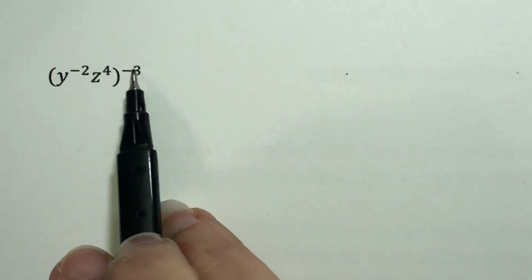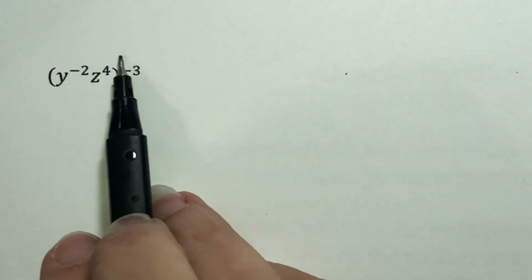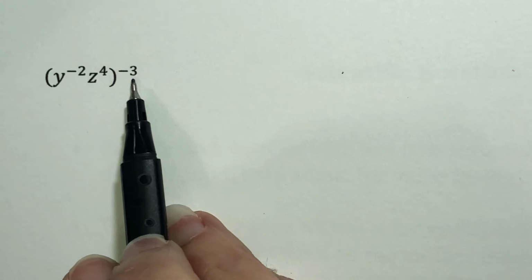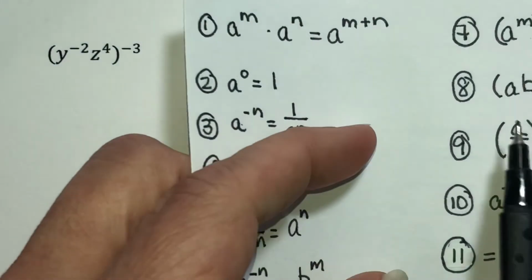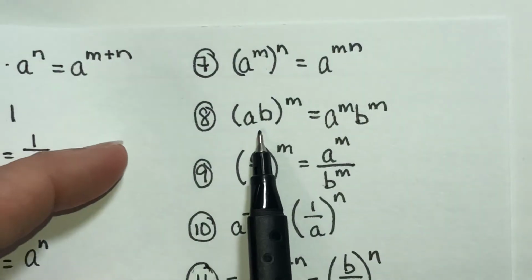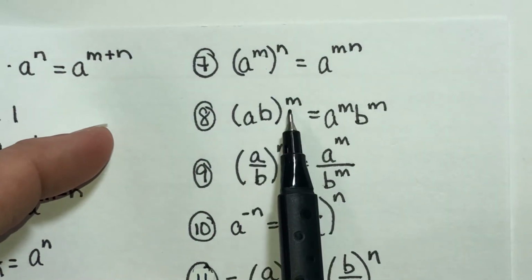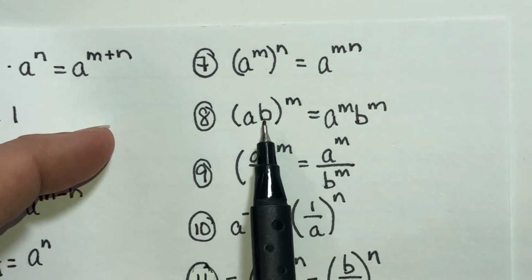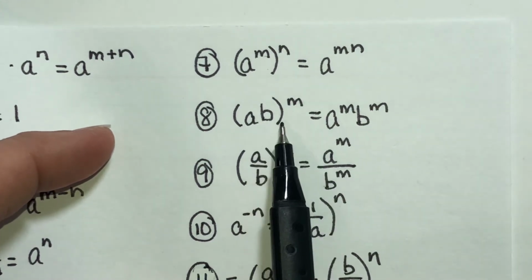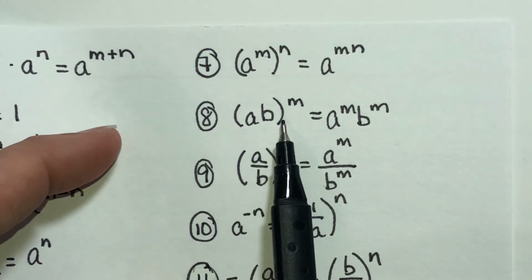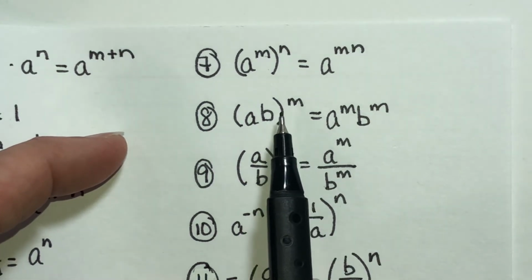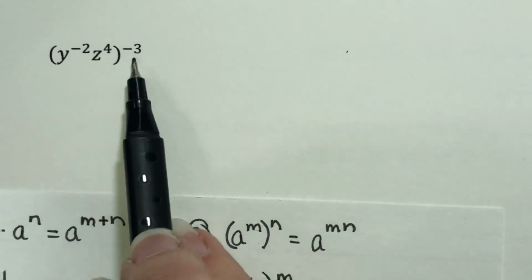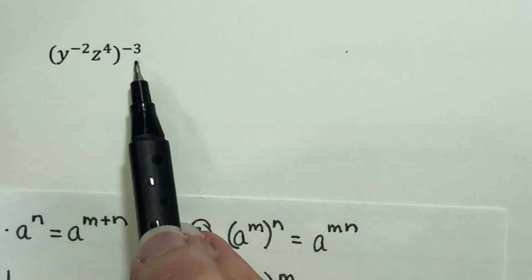I could deal with this whole thing and move the whole thing down to the bottom and raise it to the positive 3 power. Or I can use property 8, and take that outer exponent and apply it to each one. This is really what I want to do. And I'm just giving you a hint here. All those others will work, but this outer exponent, when it's negative, changes the signs of everything on the inside.